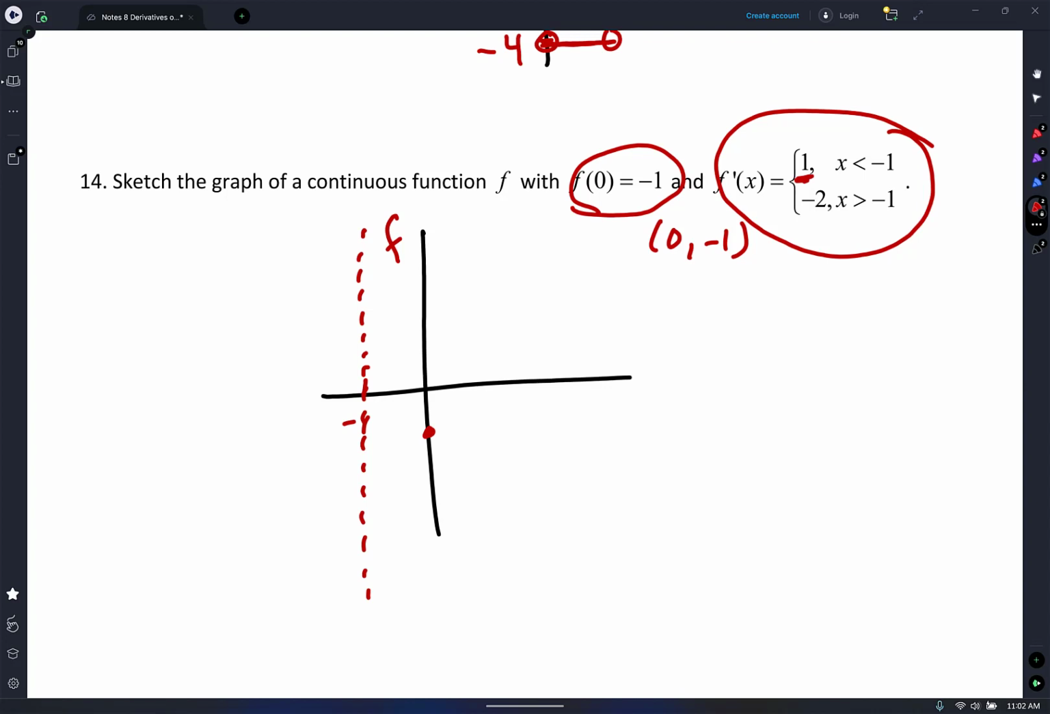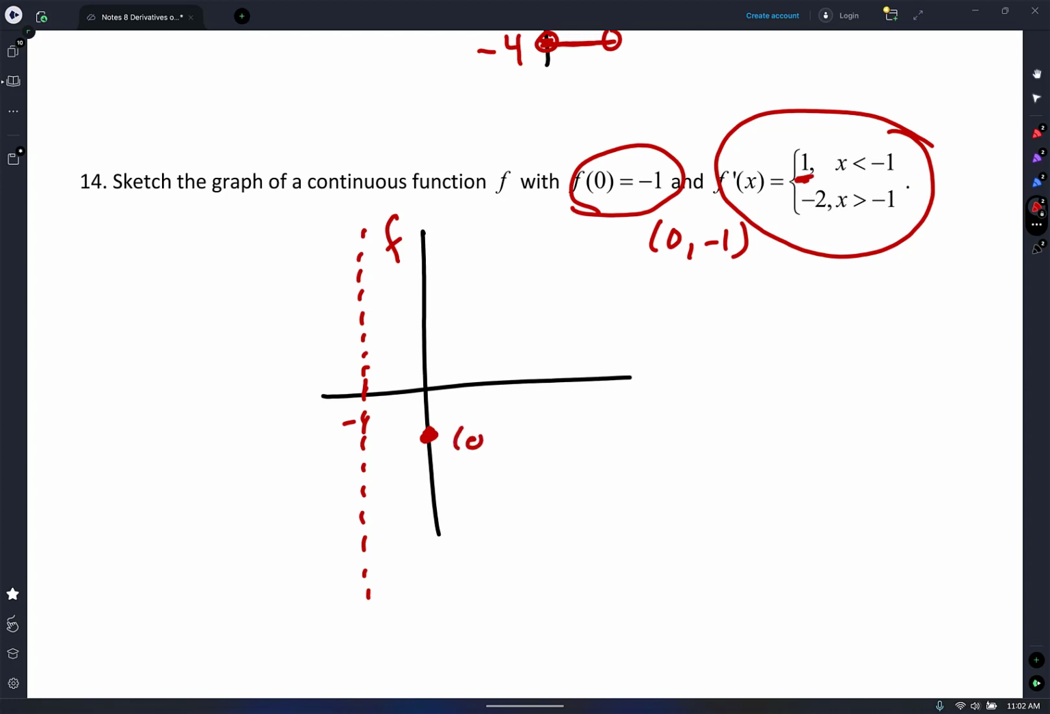So here's how you do it. And I know at first it's hard, guys, because it's brand new to you. You haven't done it. But the more you do this, the easier it gets. That point that they gave me, is it to the left or to the right of that dashed line? To the right. I better have a slope of -2. Does that make sense? So I'm going to have a slope of -2 until I hit that dashed line.